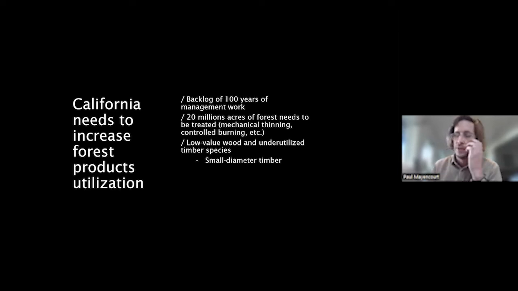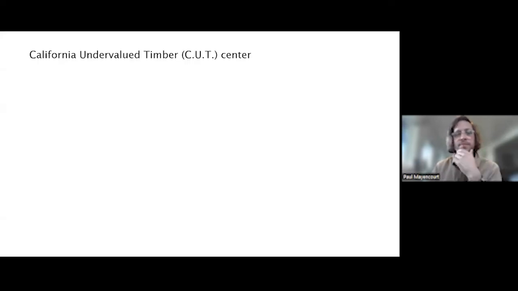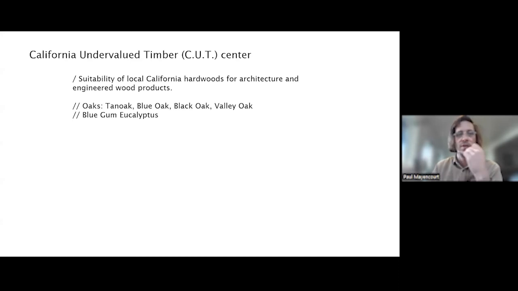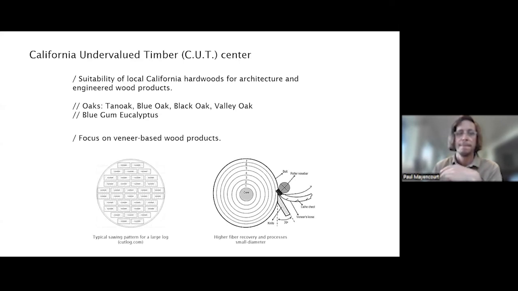So the work I'm conducting now is trying to find uses for small diameter timber, but also hardwood species that are considered weeds, and how we can use them in architecture and engineering. I've been developing the California Undervalued Timber Center with some colleagues at UC Berkeley, where we look at the suitability of local California hardwoods for architecture and engineering wood products. We're only focusing on oaks at the moment, and also blue gum eucalyptus. And our focus has been on veneer-based products.